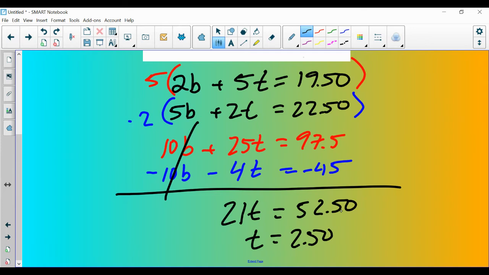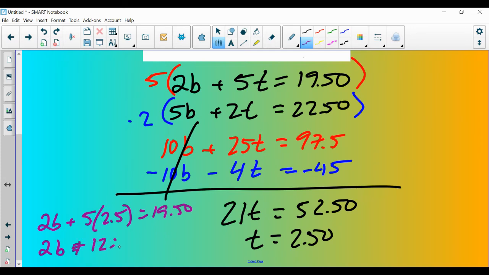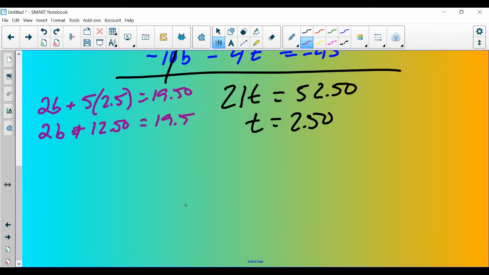Once we know that, we can plug that back in to either one of our equations. I'll just choose the top one. So I'm going to plug 2.50 in for t. 2b plus 5 times 2.5 is equal to 19.50. 2b plus 12.50 is equal to 19.50. Subtract the 12.50 over, we get 7 is equal to 2b, so b is equal to 3.50.